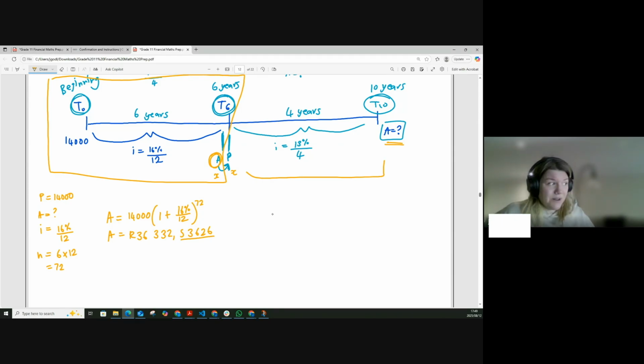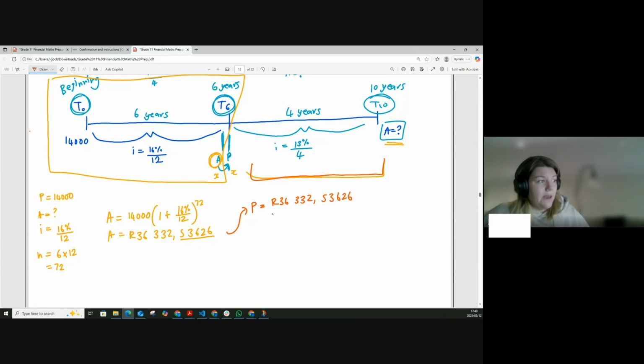Yanda, did you get the same answer as me up until this point? Okay. Then what we have to do is work from this next section. I'm just going to do it next to it. My P is this dude, 36332,53626. My A, I don't know. My I is 13% compounded quarterly, and my N is 4 years happening 4 times.